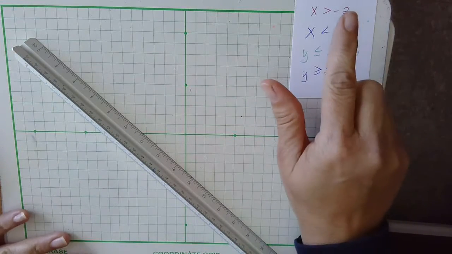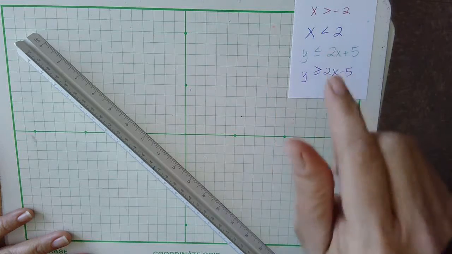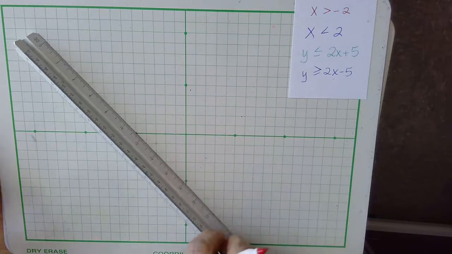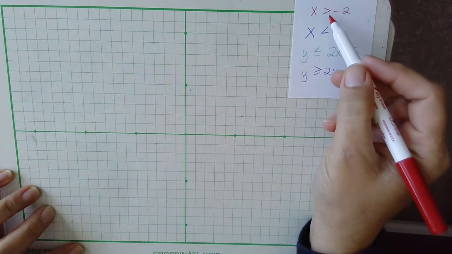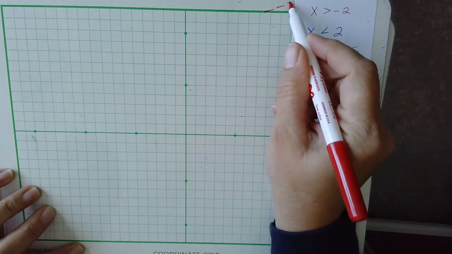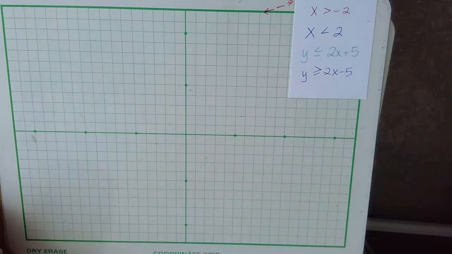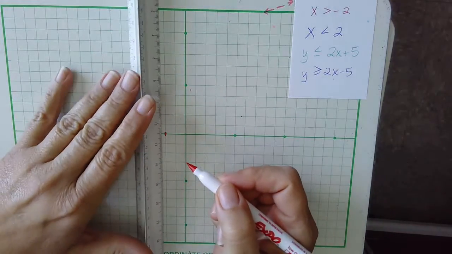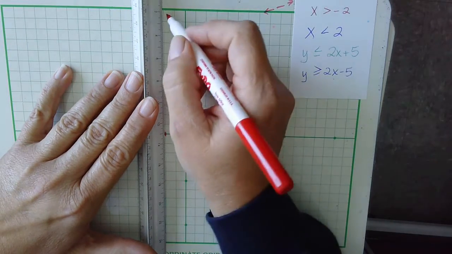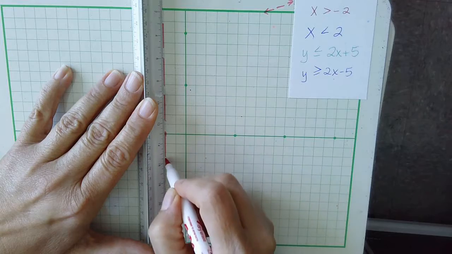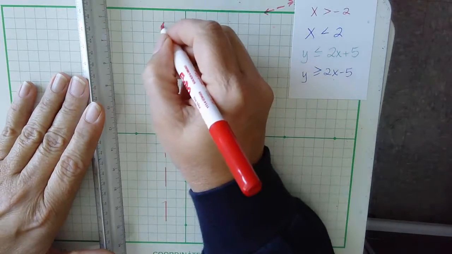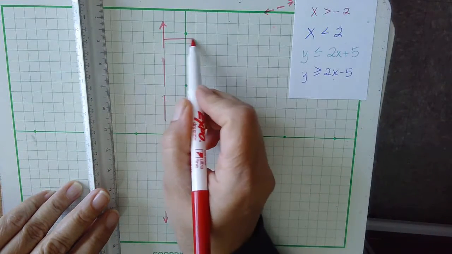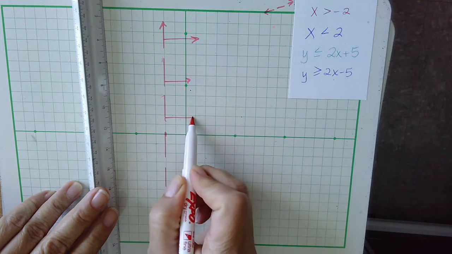For this system, I have three inequalities. First, I'll graph x greater than -2. Notice it doesn't have an equals under it, so it's going to be a dashed line for that one. I go to where x equals -2. It's here. That's where I'll put my line. And my solution is everything greater. So these x's are bigger on this side, so I draw arrows to the right.